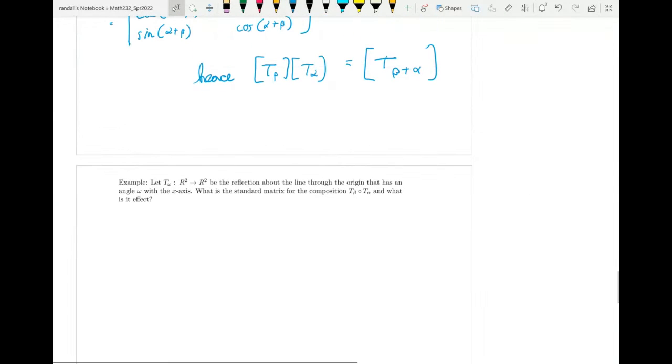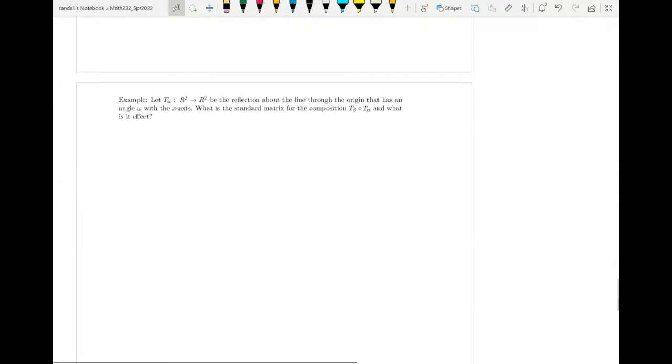Now something more challenging is this example here, which is a reflection across a line. So let me draw a picture of what we mean here. There's R2, and there's a line, the line L.